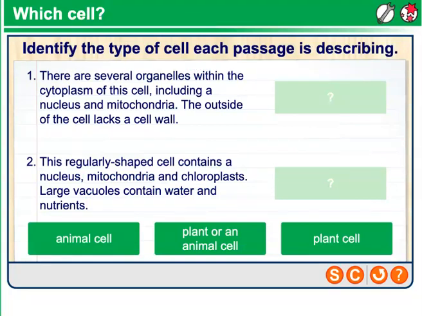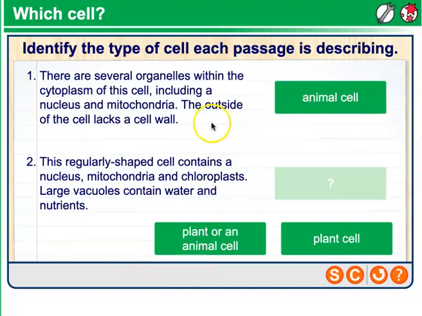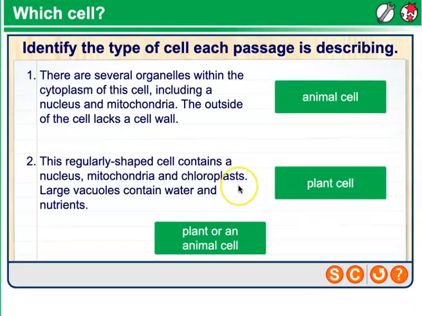So let's identify the type of cell that each passage is describing. Number one, there are several organelles within the cytoplasm of this cell, including a nucleus and mitochondria. The outside of the cell lacks a cell wall. So this has to be an animal cell because there's no cell wall. This regularly shaped cell contains a nucleus, mitochondria, and chloroplasts. Large vacuoles contain water and nutrients. This would have to be a plant cell.